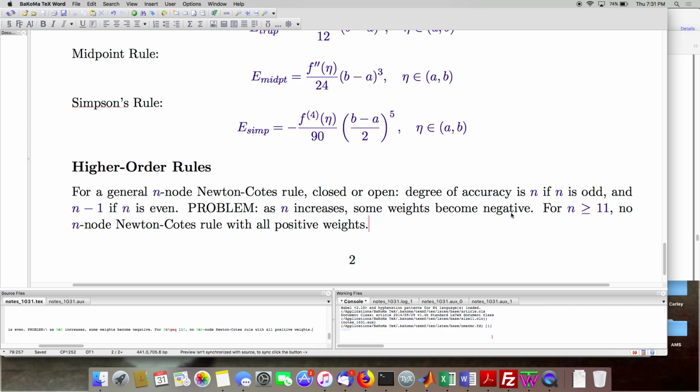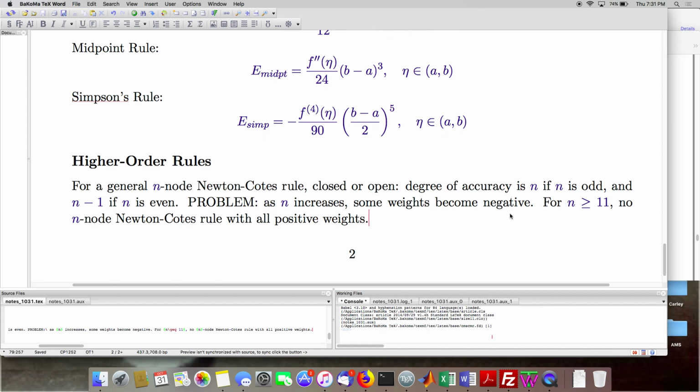Okay, so that's related to the problem with high degree polynomial interpolation with equally spaced points, that leads to Runge's example. You're trying to evaluate the integral of f by integrating exactly a poor approximation of f. So your approximate integral is also going to be poor.